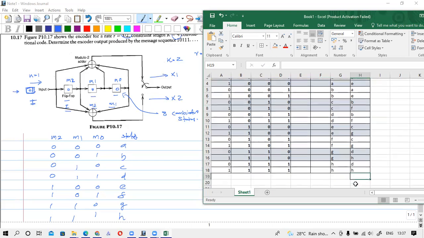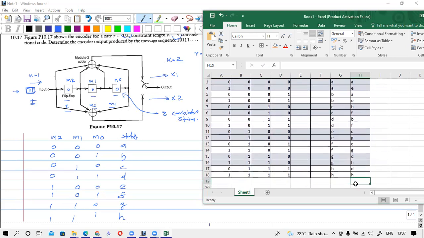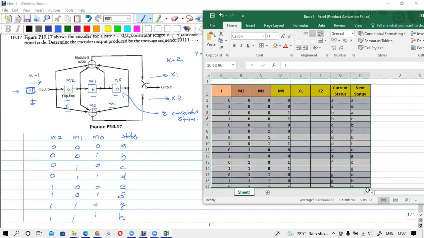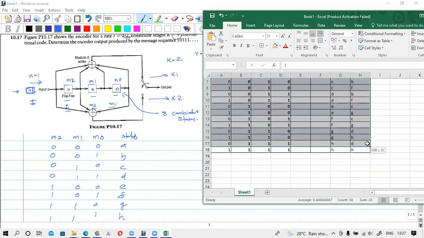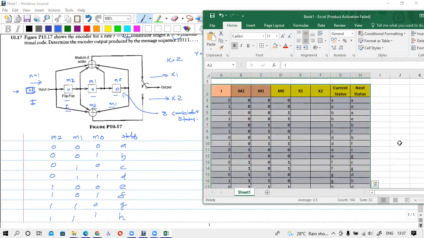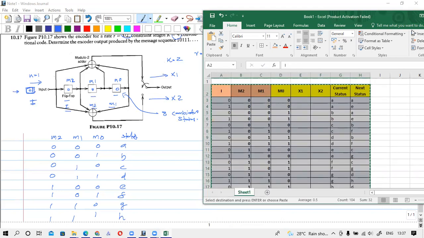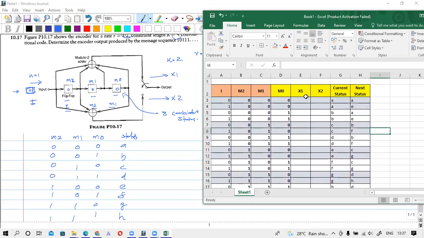I hope it is okay. If I am doing any mistake, please excuse. So I think you get the idea, no? How the states are defined. We can do as we like. And how we define the next state, that is the most important one. Now we have to check the outputs.